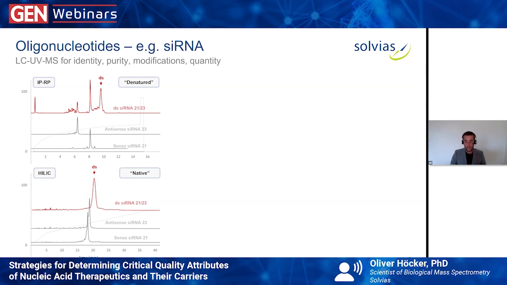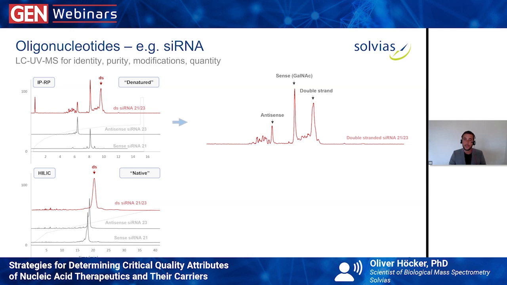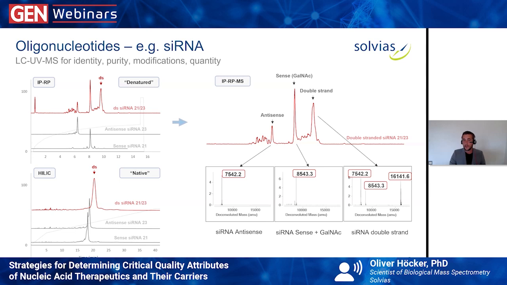In the lower one, in the helix, that's a more native state, where the double strand is still intact, so we see just one peak, the red trace. And both of them can be coupled to mass spectrometry. In this case, the denatured one, where we see three main peaks, double strand, sense, and antisense. And from all these three main peaks, we can also get mass spec information, where we get the isotopically resolved intact mass of double strand, sense, and antisense.